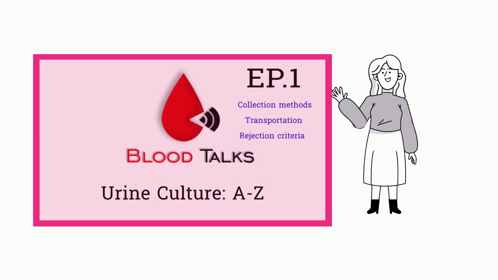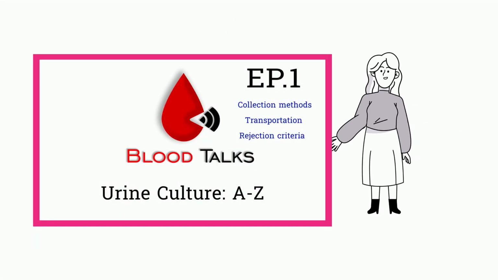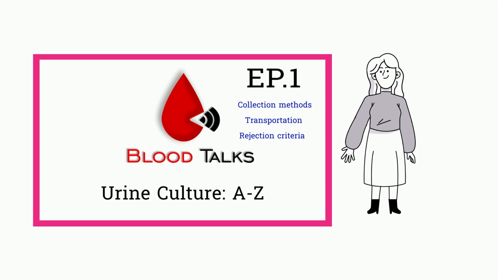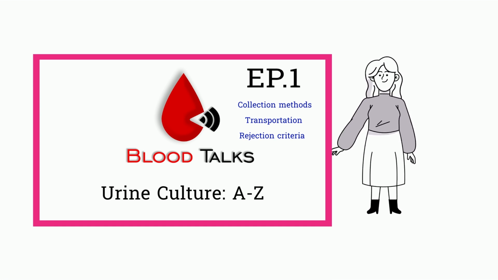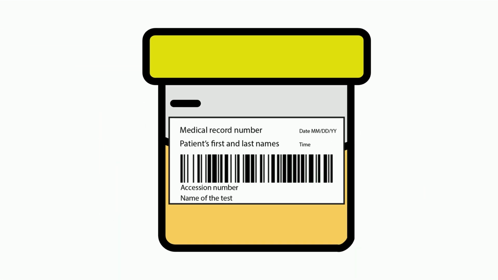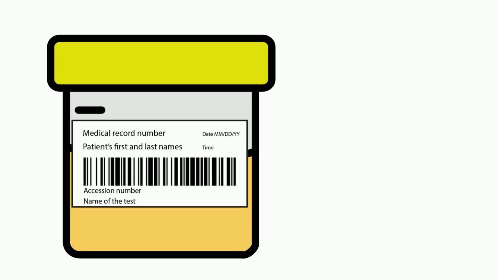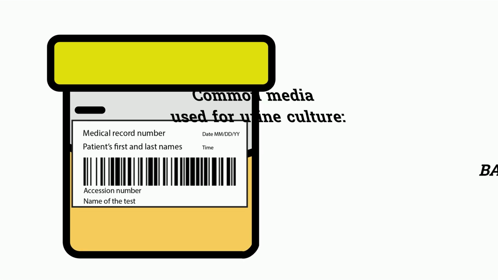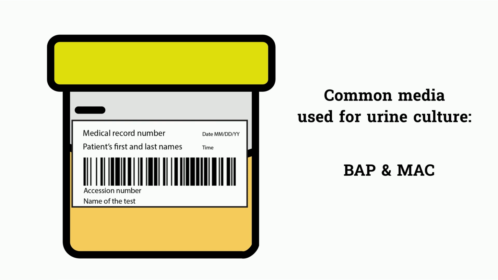Previously, we talked about how urine should be collected and transported to the laboratory. Now, let's say we have an acceptable specimen in our hand. What do we do next? First, double-check the patient name on the specimen cup and the doctor's order. Let's say the doctor ordered a urine culture for today's purpose. Common media for urine culture are BAP and MAC.